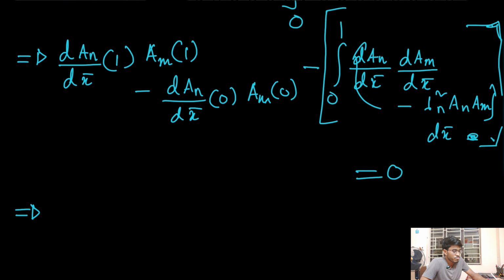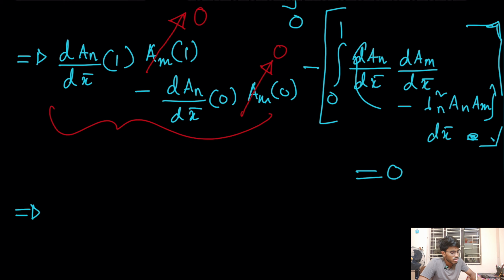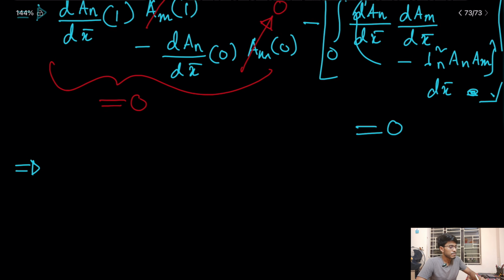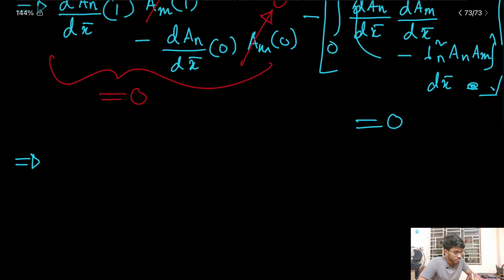Now you see, I had the boundary condition for any an, for x bar equal to 1 and also for x bar equal to 0, both of these things equal to 0, right? So this term does not exist, it is 0. My phone's battery is already starting to die, so I have to wrap it up really quickly.